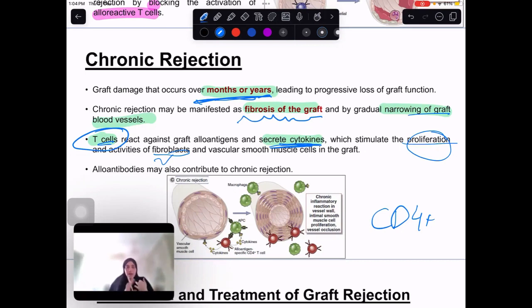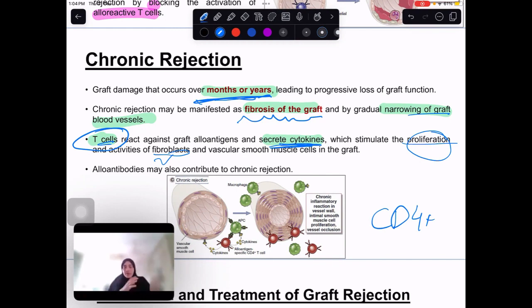The hyperacute is going to be what? Within minutes. What is being used? Circulatory antibodies. And the same way, circulatory antibodies bind to the antigens and activate the complement, the same way we took it in the hypersensitivity. If you haven't watched that video, watch it, okay? The acute rejection, we mentioned, is going to be within days to weeks, and the reason is because we're using both antibodies and the T cells.